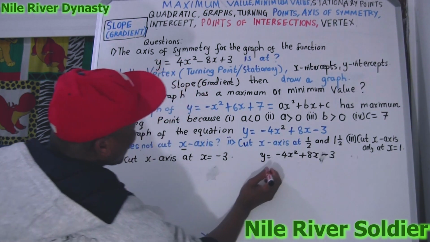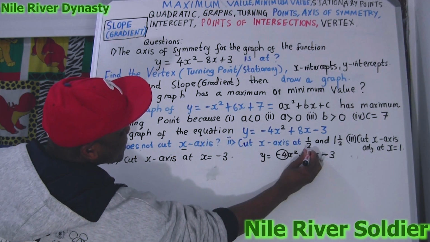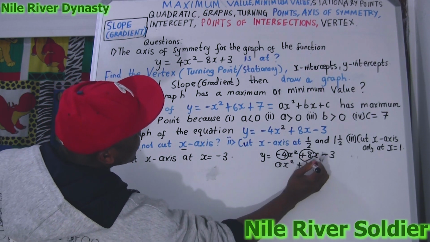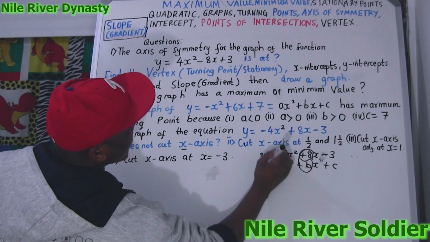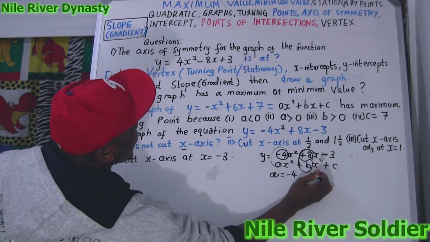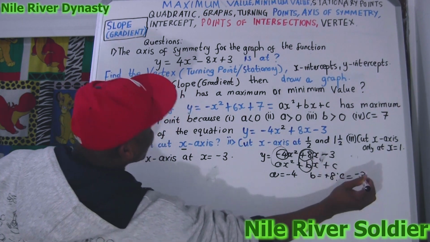So what is my a? My a is the number with the x squared. What is my b? My b is the one with only one x. It's like ax squared plus bx plus c. So this is my b, this is my a. My a is equal to negative 4, my b is equal to positive 8, and my c, sometimes we call it the y-intercept, is equal to negative 3.